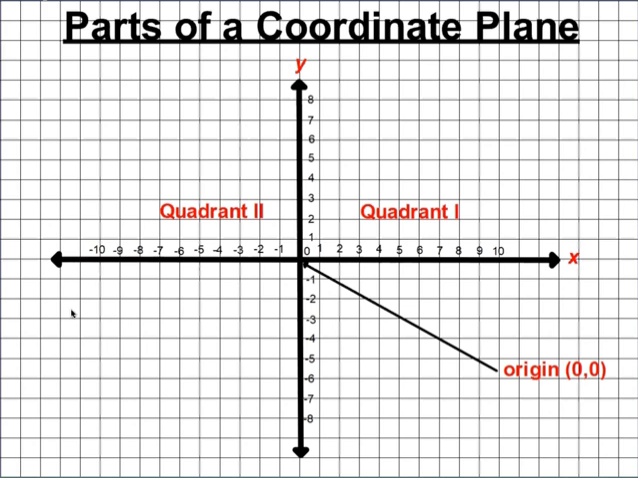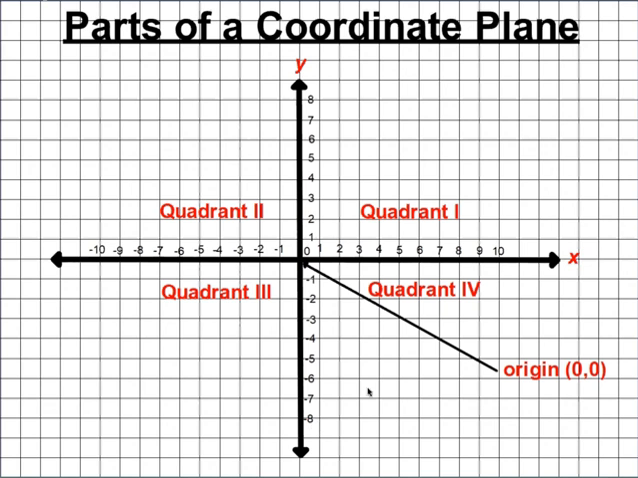If I continue my counterclockwise circle, the next stop is the bottom left. That is quadrant 3. Quadrant 3 is made up of negative x values and negative y values. I conclude my counterclockwise journey by ending in the bottom right section. That is quadrant 4. Quadrant 4 has positive x values, but negative y values.